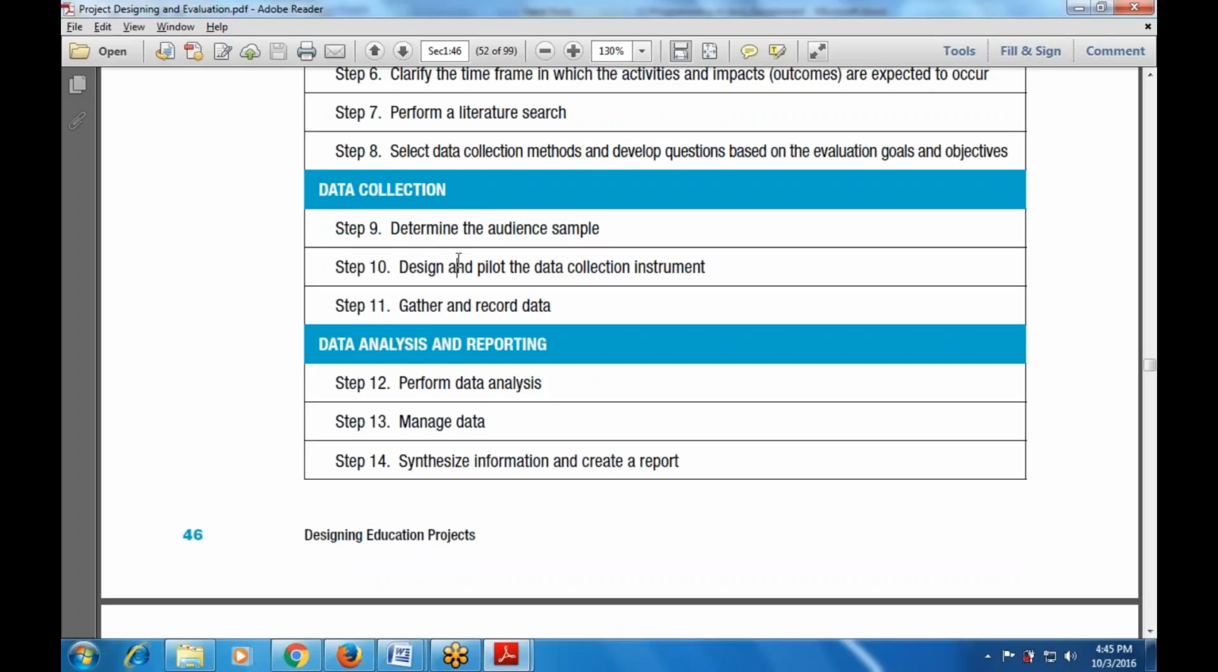Then the next one is the data analysis and the reporting. How we can analyze the data and how we can report the data. What are the various ways by which we can report the data? That is how this is developed, why this is developed, how we can analyze, and how we report the data.